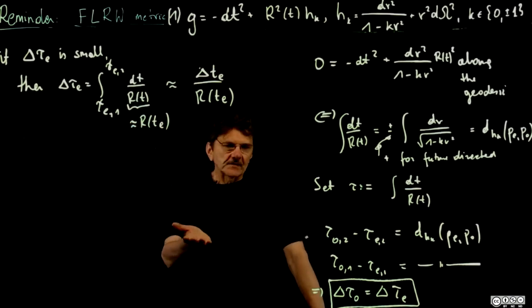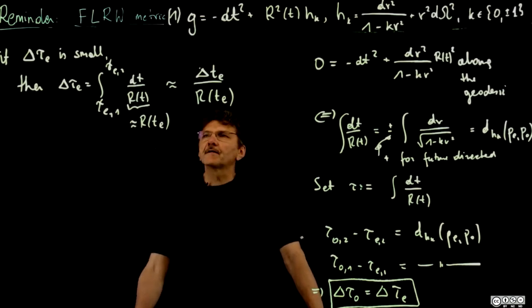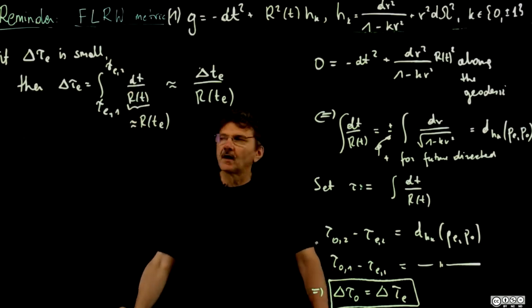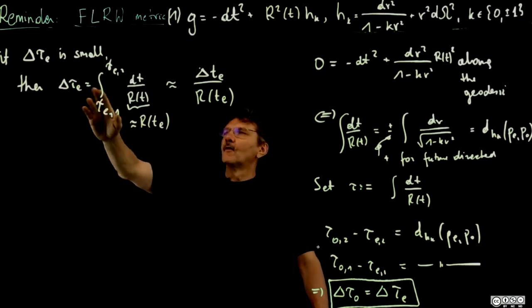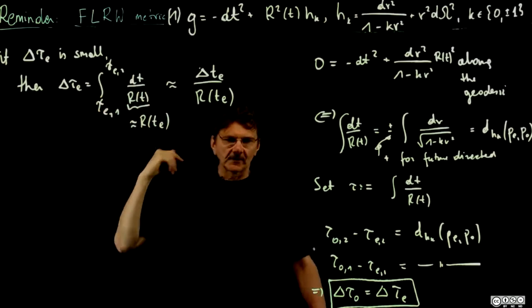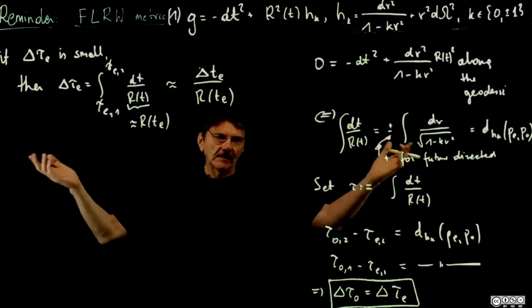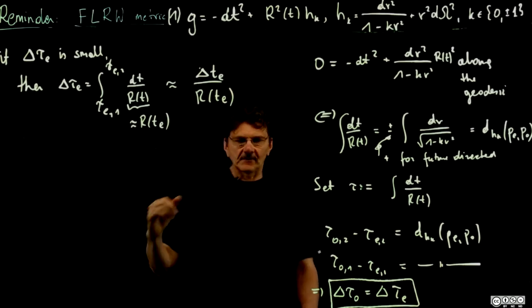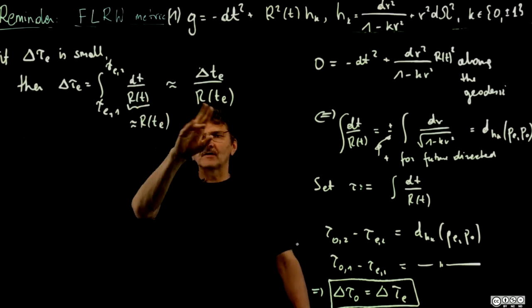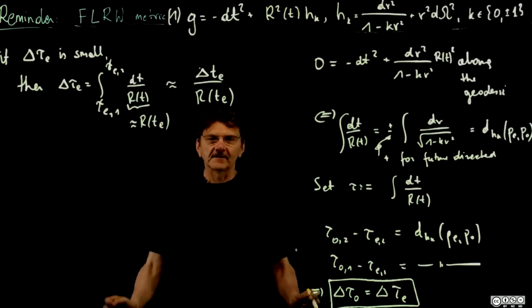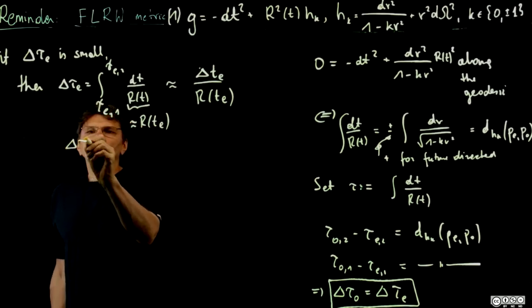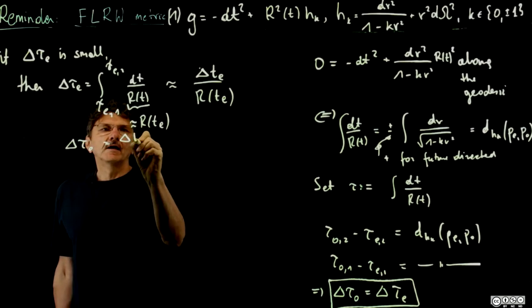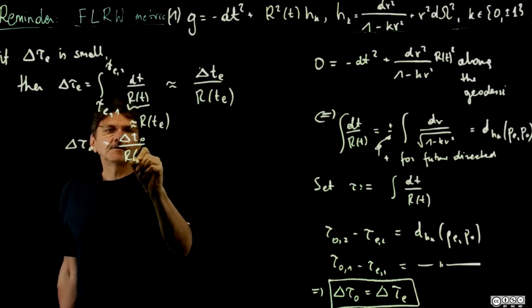Think about the scales here, right? We have light arriving to us from a nearby star, a galaxy. So the times involved are comparable to the wavelengths, or when c is one, to the inverse frequency. And compared to the scales where this scale factor of the universe changes, this is just ridiculous, right? So from a physical point of view, this is not approximate, this is exact. And then we have similarly, tau observation is delta t observation over r of t observation.